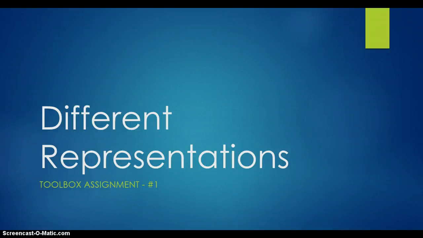This is for our Toolbox Assignment number 1 for the first problem. I'm going to try to go quick through these because I know you're just looking for help, so feel free to fast forward to the part that you need.